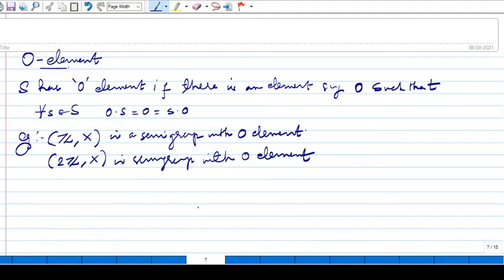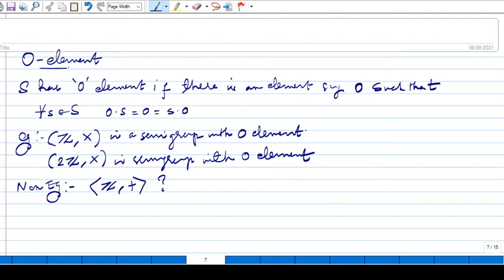Okay. In fact, in 2Z we have found that it does not contain an identity element. Now another non-example: it does not contain a zero element. That means when you do this, you will get the same thing, right? So let us consider Z under addition.